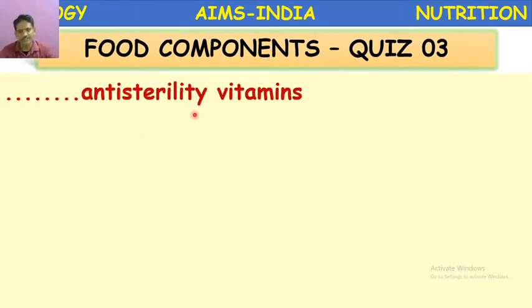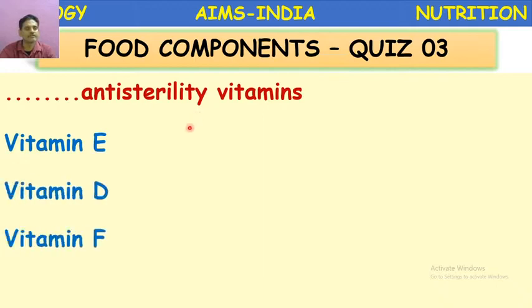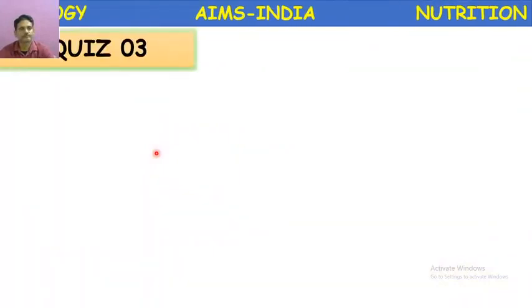Anti-sterility vitamin. Which vitamin is called anti-sterility vitamin? Vitamin E, vitamin D, vitamin F, vitamin K. What is the right answer here? Vitamin E. A is the right option. Vitamin E is also called anti-sterility vitamin because its deficiency leads to abortions in females and sterility in males. So that's why vitamin E is required for normal functioning of reproductive organs. It is also an anti-aging vitamin.